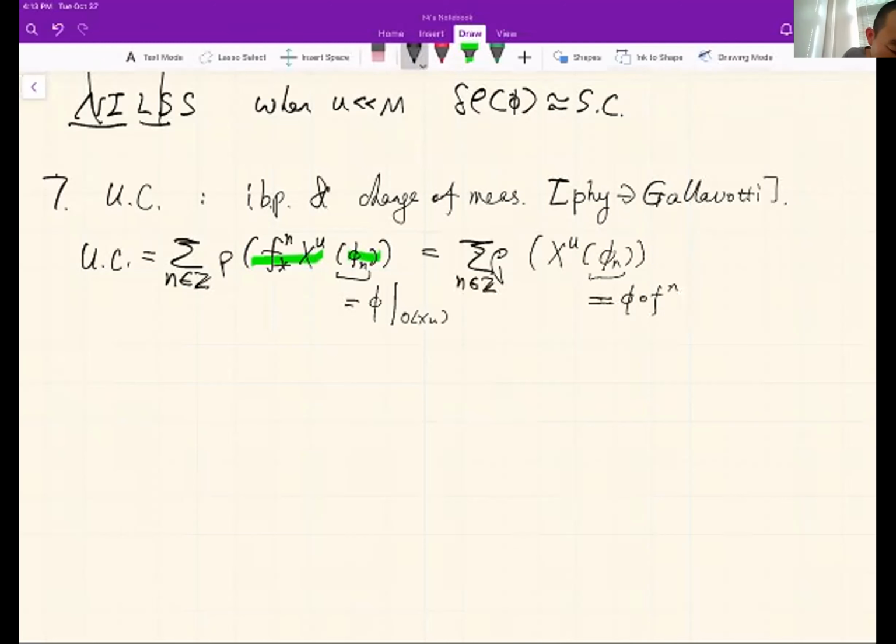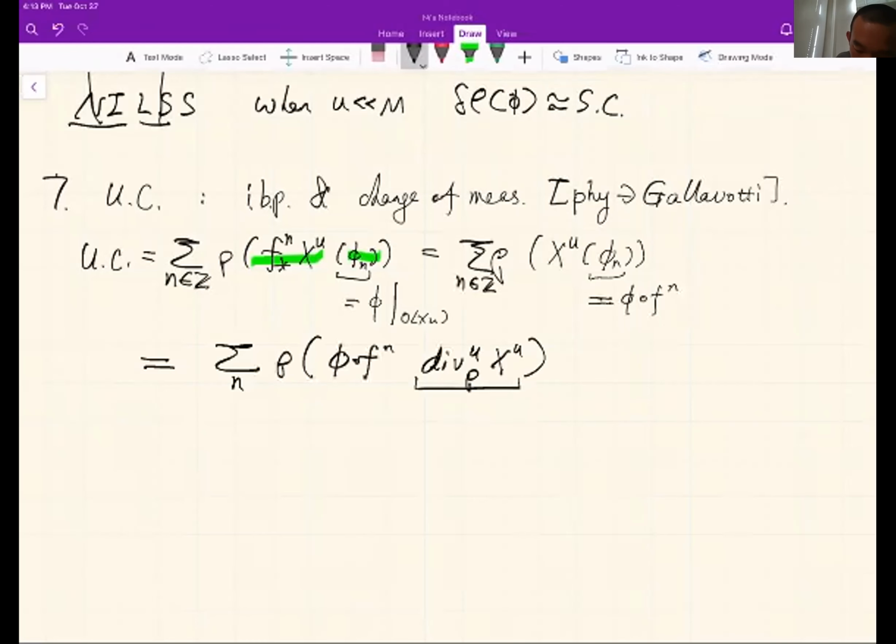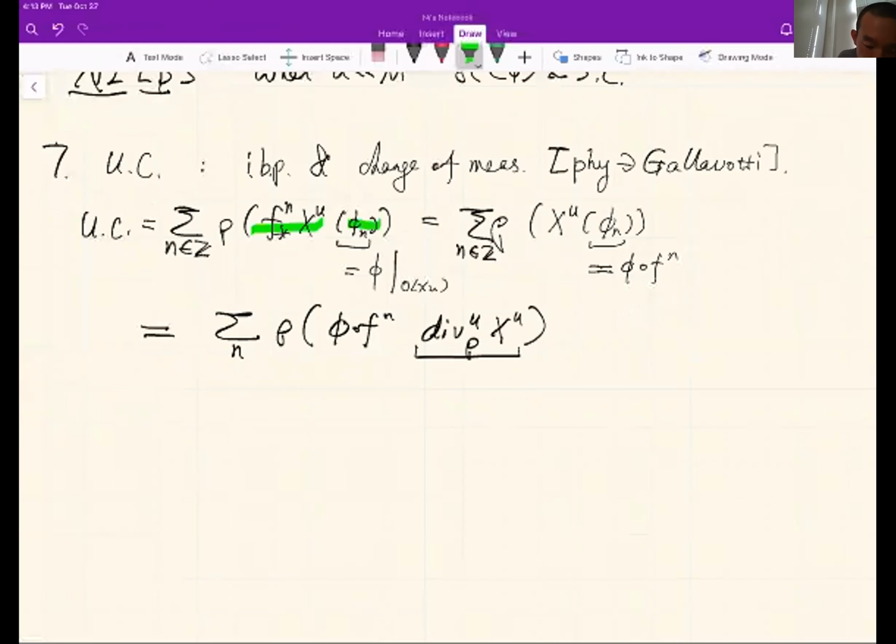All right, so we can perform integration by parts on the unstable manifold. Remember that the SRB measure has smooth densities on the unstable manifold, so we can do integration by parts. And this tells us this equals the summation over n of rho of phi composed with fn, and then div u rho xu, where this is an unstable divergence within the unstable manifold under the SRB measure. We're going to explain that in a minute, but let's first look at this term.